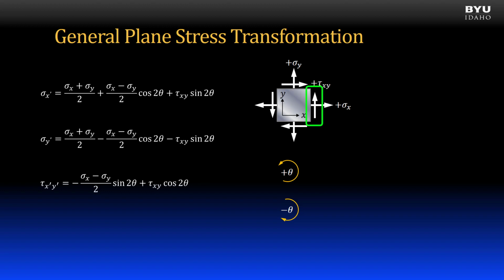Note that on the x direction face, the shear arrow points counterclockwise, and on the y direction face, the shear arrow points clockwise. The angle theta in the general plane stress transformation equations represents the angle of the desired rotated stress relative to the x or y axis, depending on the normal stress transformation equation used.